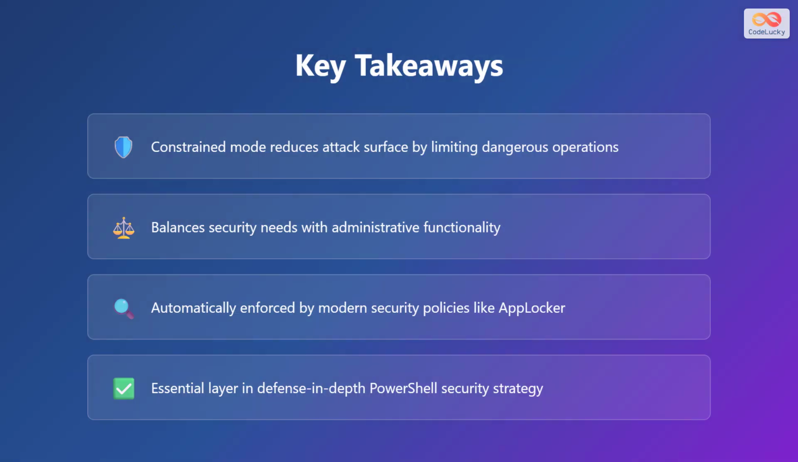Let's recap the key points. Constrained language mode reduces your attack surface by limiting dangerous operations that malicious scripts could exploit. It balances security needs with administrative functionality, so legitimate work can still get done. The mode is automatically enforced by modern security policies like AppLocker, making it seamless to deploy. And most importantly, it's an essential layer in your defense-in-depth PowerShell security strategy. By understanding and properly implementing constrained language mode, you significantly strengthen your system's security posture against PowerShell-based attacks.